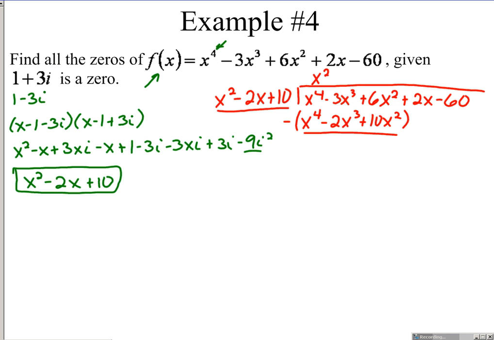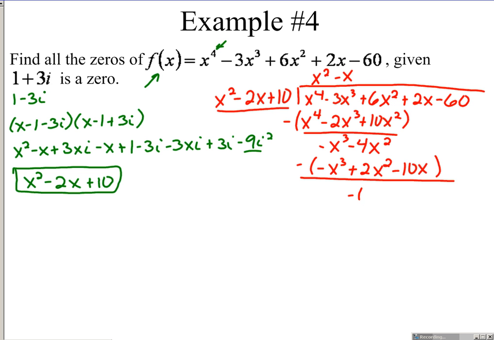subtract all that off. 4th degree terms are gone. Negative 3 plus 2 gives us negative x cubed. 6 minus 10 gives us negative 4x squared. Continue the long division. What times x squared equals negative x cubed? That's negative x. Multiply it again by everything. So we get negative x cubed plus 2x squared minus 10x. And we're going to subtract all that off. Cubes are gone. Negative 4 minus 2 is negative 6x squared. 2x plus 10x is 12x.